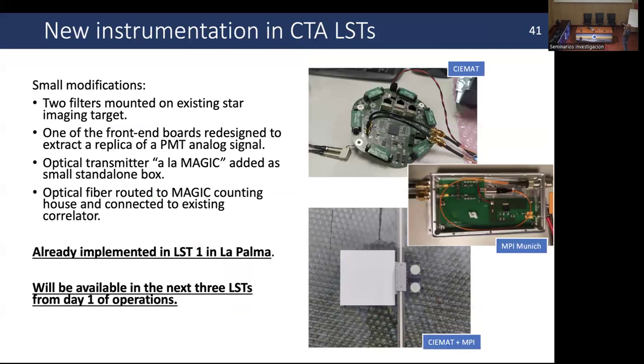Implementing all this in the LSTs, I'm not going into details, but it was very easy. We could easily modify some electronics in the existing camera of LST1, the first telescope. We could add the filters, reusing some mechanics. So it was relatively easy to implement. It's already implemented in LST1, the first Cherenkov telescope, and will be available in the next LSTs from day one of operation. So hopefully in 2 years, everything will be ready.